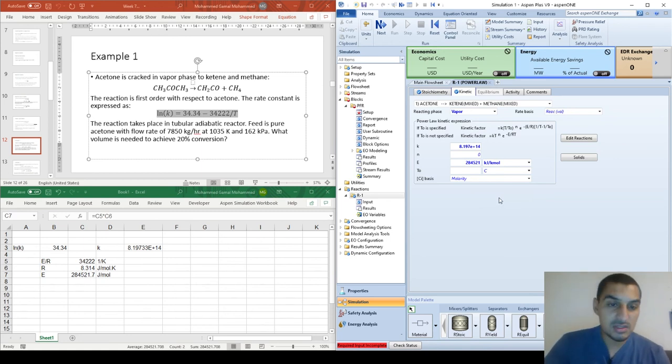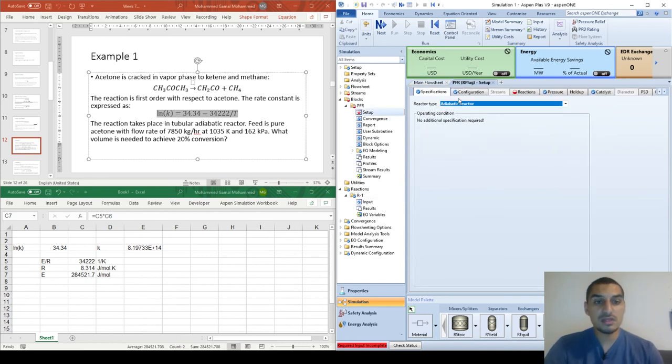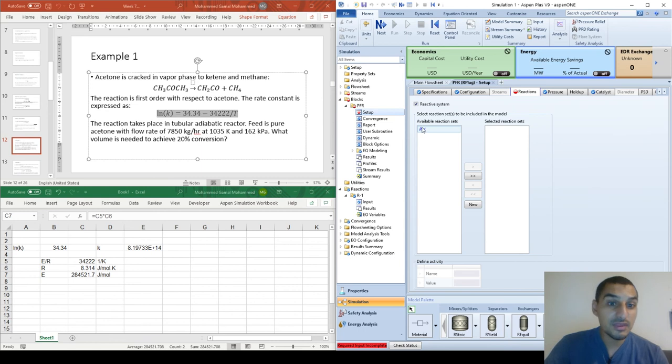I'm now ready to put the reaction in the reactor. So the reaction is totally defined, and now I need to go to the setup and back to the reactions, and I'll find that R1 is here. I just need to double click or press this button so that it goes here, and now the reaction is done.